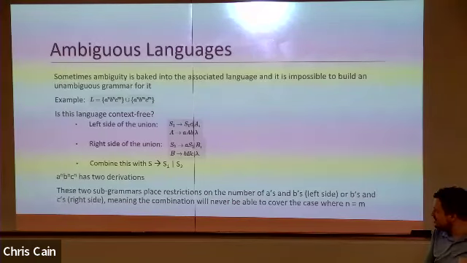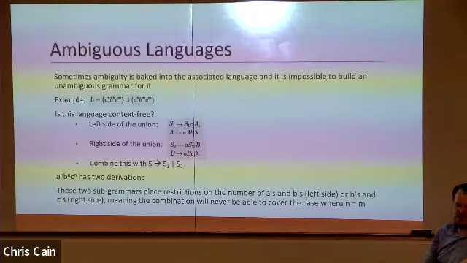We would need to force N equals M to come from the left side or the right side. And there's no way, if we force it to come from one side, that we could create a grammar for the other part without it. We need both parts to include the case for N equals M.